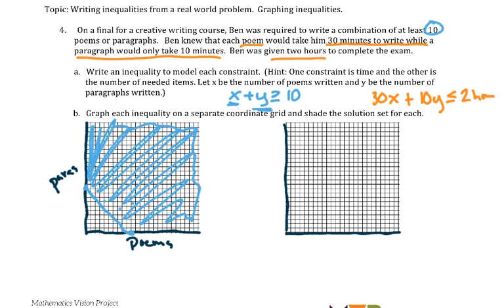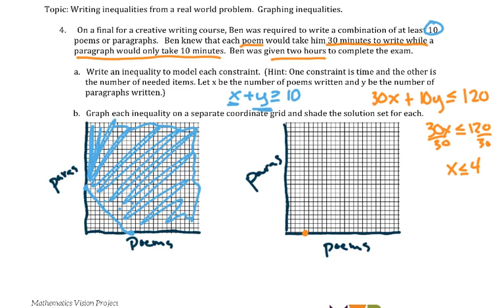Now, here's a problem. 2 hours and minutes don't really mix, do they? So let's put our 2 hours in terms of minutes, which would be 120 minutes. And again, let's take this same approach. Here's my poems. Here's my paragraphs. So if I only did poems, that would be like 30x is less than or equal to 120, right? So if I divide by 30, I would get x is less than or equal to 4. So I could only do 4 poems.